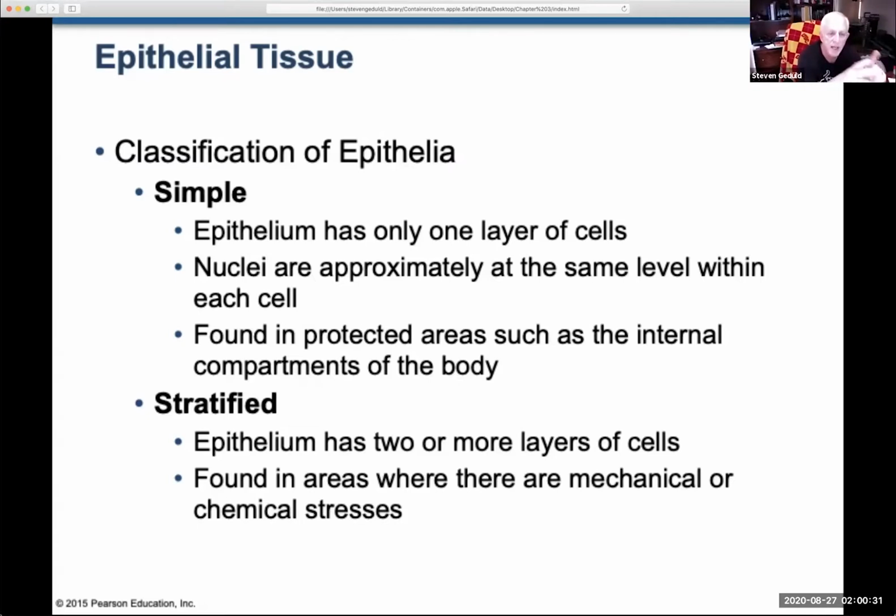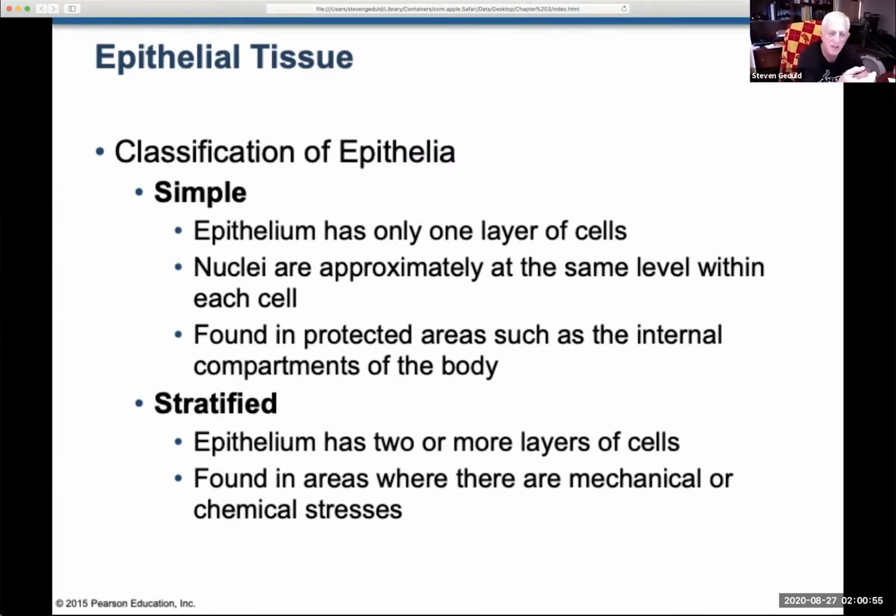Epithelium has only one layer of cells. Stratified has two or more layers. That's the big difference. Simple epithelium is one layer of cells. Stratified epithelium is two or more layers of cells. In simple, epithelium has one layer, and the nuclei are approximately at the same level within each cell.